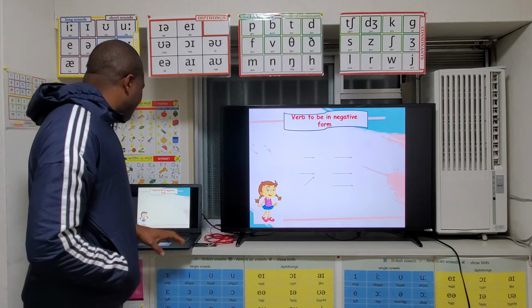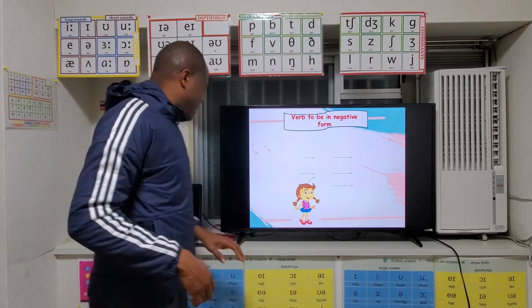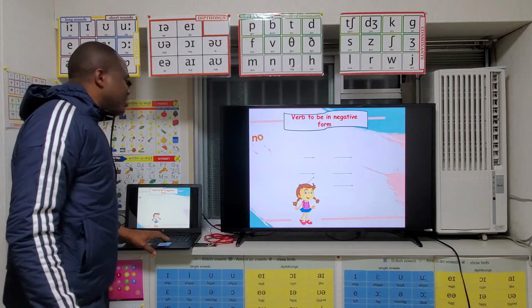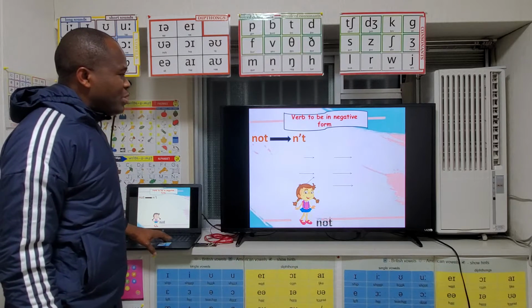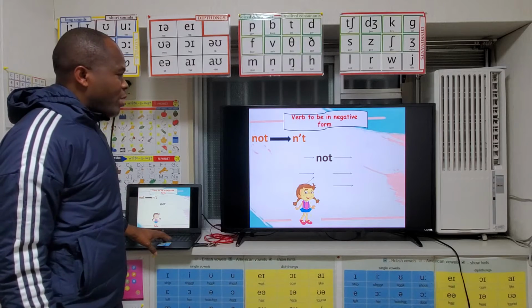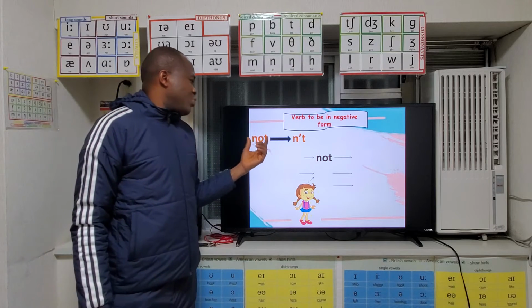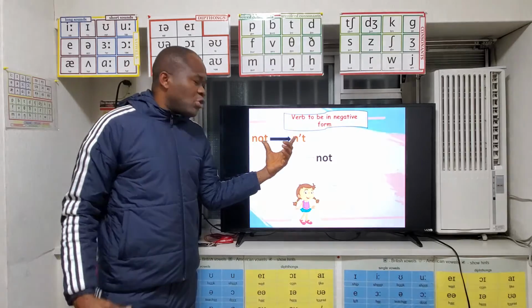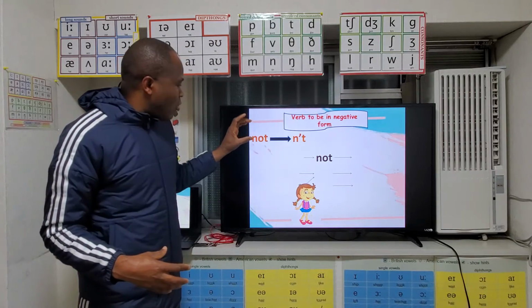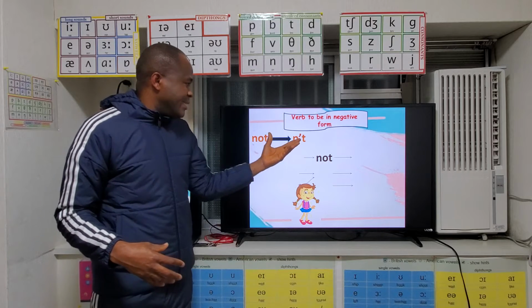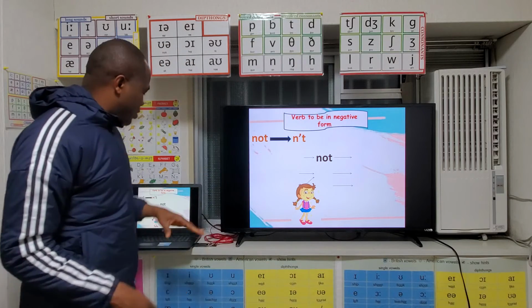Verb to be in negative form. Now this will be our last lesson because of time. So we are going to learn how to make the negative form of the verb to be, which is very, very straightforward. With not, we need to abbreviate it; we need to contract it. So the contracted form of not is n't. That's what we're going to do today.